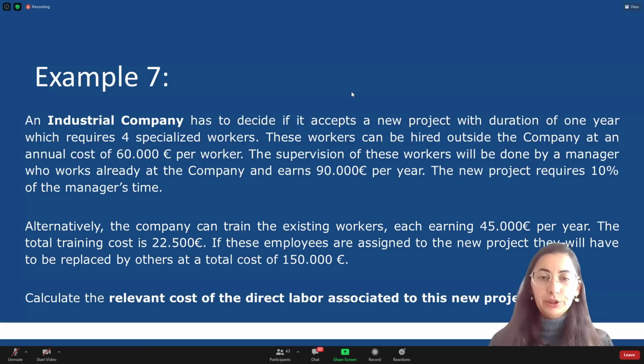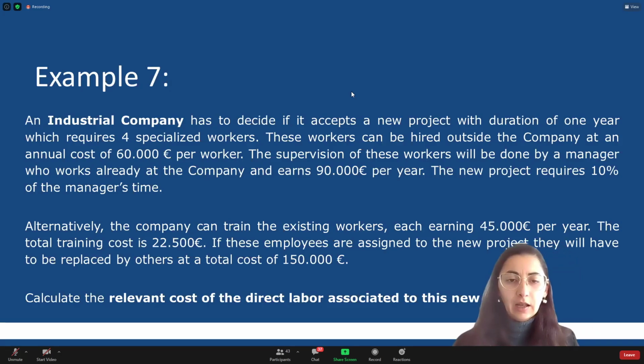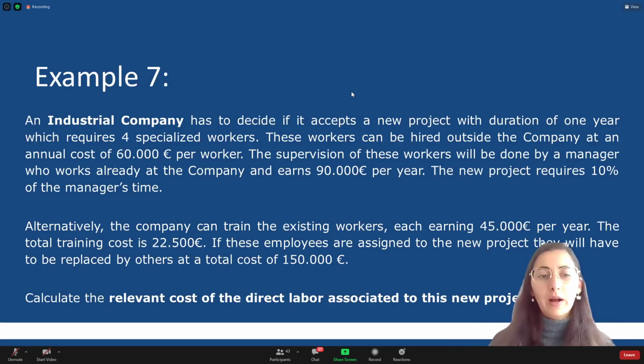So we have two options. Either we hire new specialized workers, or we use the workers that we have and train them, and this will also imply hiring other workers at 150,000. So what is the best alternative, and therefore what is the relevant cost with labor? Who wants to go first?